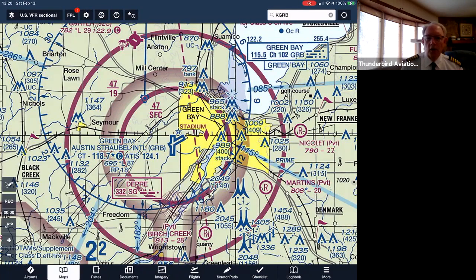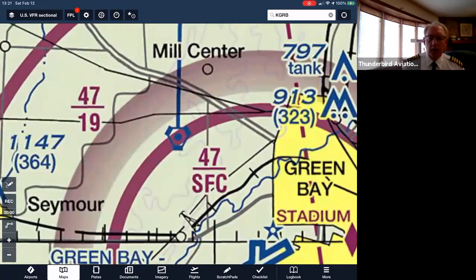The inner ring goes from the surface up to 4,000 feet above the airport. The outer ring starts at 1,200 feet AGL and goes to 4,000 feet above the airport. Just like in Class B airspace, we can look at the little fractions there, and that tells us exactly what the altitudes are MSL for the different portions of the Class C airspace. The top of the fraction is the top of the airspace MSL. The bottom of the fraction is the bottom of the airspace MSL, or in the case of the inner ring there, it goes all the way down to the surface.